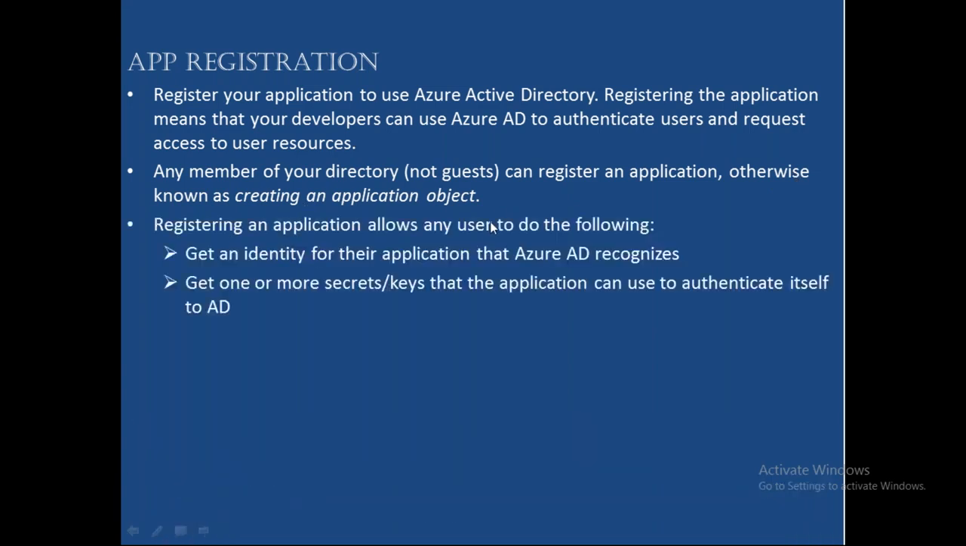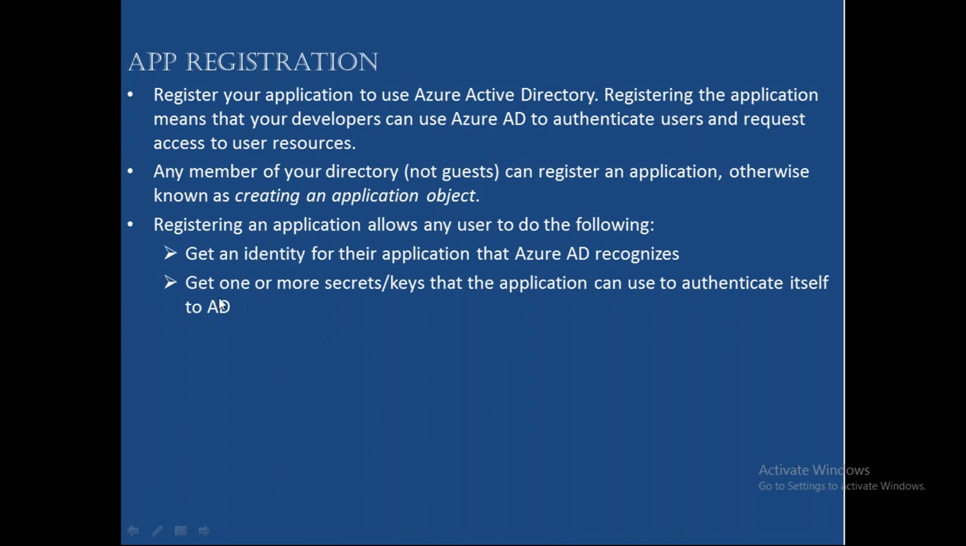Next, registering an application allows any user to do the following things. One is to get an identity for their applications that Azure AD recognizes. So after registering, Azure Active Directory can recognize you, because you are a member of Azure Active Directory. You are already registered with it, so from that time onwards, Azure Active Directory can recognize you.